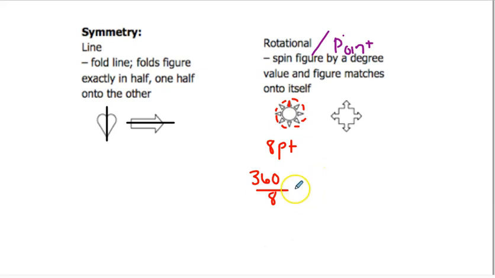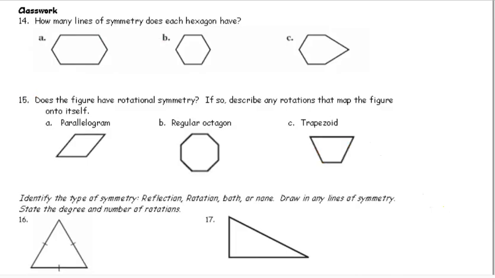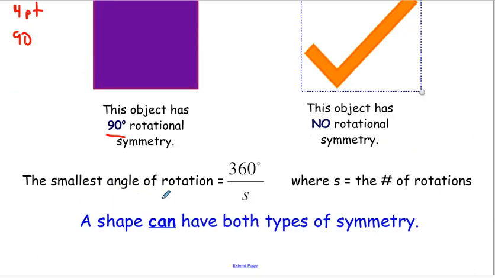we would have a 45-degree rotational symmetry. This one, once, twice, 3, 4. So this is 4-point, or 360 divided by 4 is our 90-degree rotational symmetry. All right. Now, here, this is what we would do to figure out if a shape can have both types of symmetry.